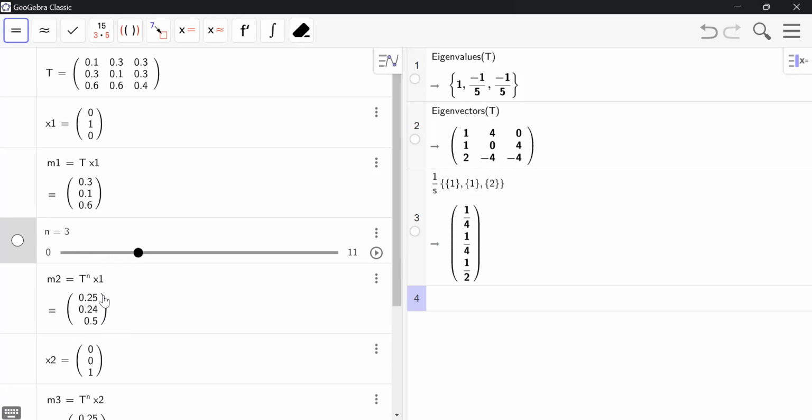And then if we move to n equals 3, it's almost identical, 0.25, 0.24, and 0.5, to the equilibrium of 1 over s times the eigenvector associated with lambda equals 1. And as we continue on, then it definitely flattens out. So even by the 5th iteration, we're there. In fact, by the 4th iteration, we're actually there for the case when we choose liver.